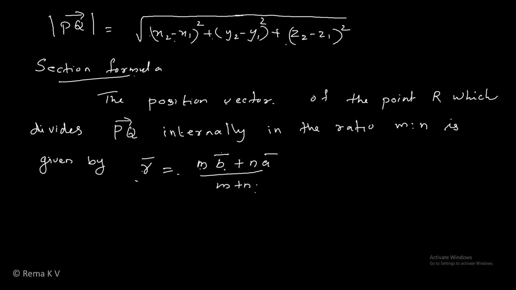You are writing the coordinates there: (mx2 plus nx1) by (m plus n), (my2 plus ny1) by (m plus n), (mz2 plus nz1) by (m plus n). That's what you had learnt in 11th standard. Here we are writing the corresponding position vectors. So vector r is equal to (mb plus na) by (m plus n).